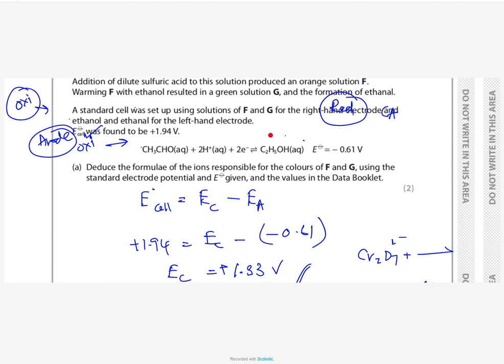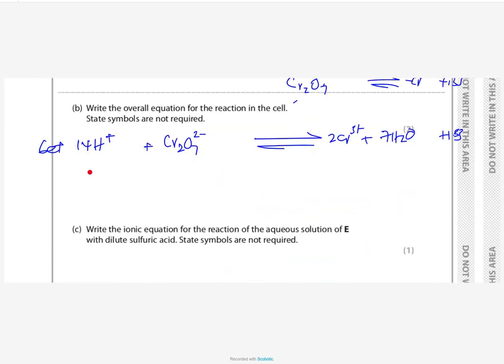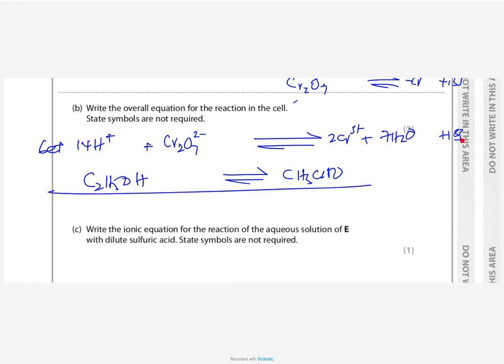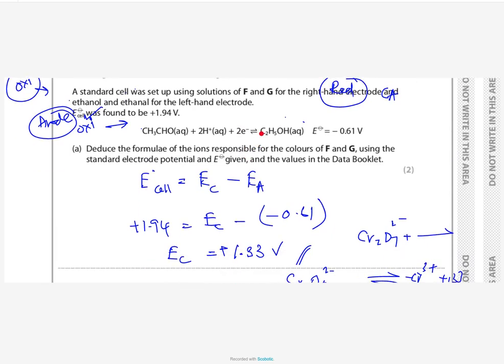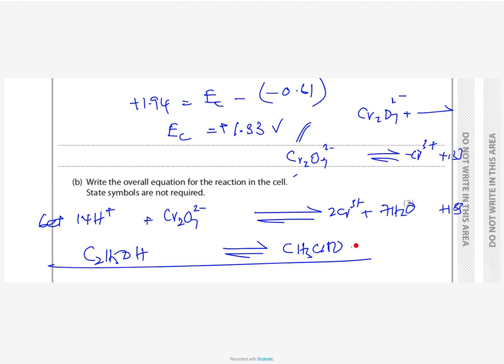And the next one you reverse. This has to be written as oxidation. So ethanol to ethanal, reverse it, and that half equation value you write. And how many electrons are here? There are only 2 electrons, right? 2 electrons and 2 H plus. And you multiply this equation by 3 to equalize the electrons, and then you add the 2 equations together. Right? You can do that.